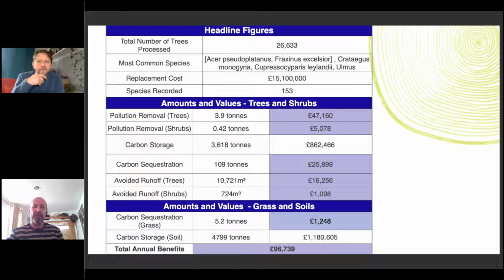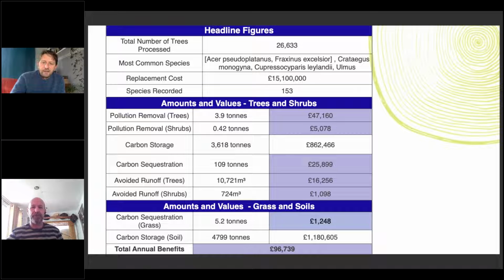One of the things I'd actually forgotten about when we did this was how easy it is to take the data out of iTree and run it on other models as well. We looked at the amounts and values for the grass and the soils underneath the tree canopies. Those figures, especially the carbon storage of the soil, were significant, because as well as the trees, another component of our urban forest is all the open spaces and areas of amenity grass that we own, which often get overlooked, but there's clearly a significant benefit in those soil volumes.